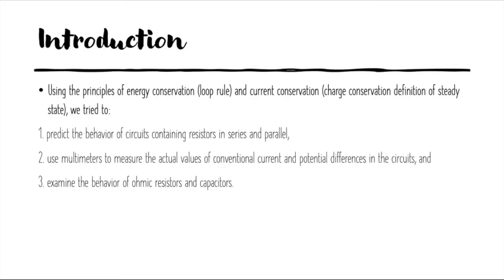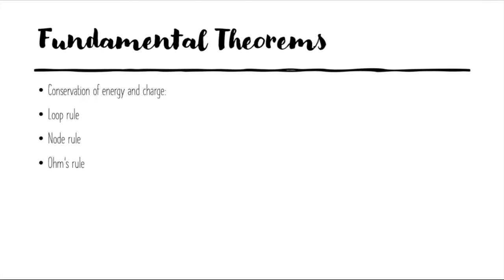Using the principle of energy conservation and current conservation, we try to predict the behavior of circuits containing resistors in series and parallel. We use multimeters, that is an ammeter and a voltmeter, to measure the actual values of conventional current and potential differences in circuits, and examine the behavior of ohmic resistors and capacitors. The fundamental theorems I applied in this lab are the conservation of energy and charge, respectively the loop rule, the node rule, and Ohm's rule.